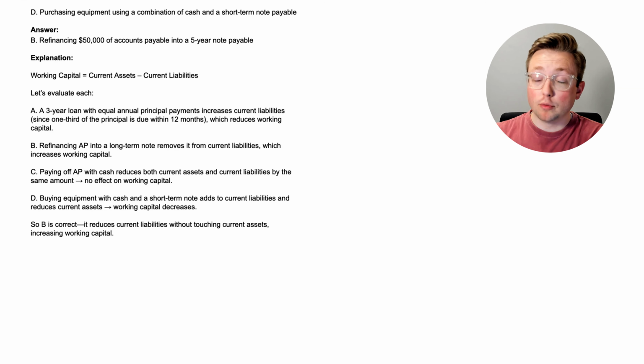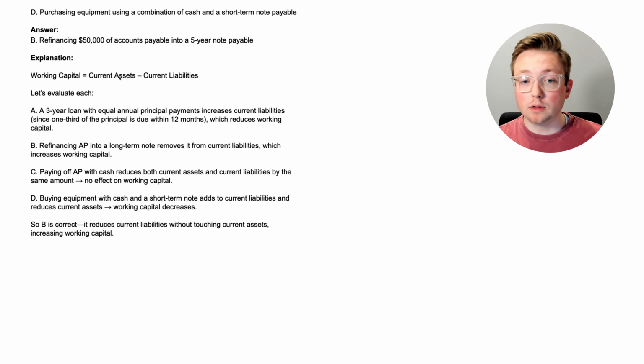In option B, that's where they refinance accounts payable, which is a current liability, into a long-term note. So that removes it from current liabilities, meaning that current liabilities goes down, meaning that working capital goes up. Because if current liabilities is smaller, then current assets will be even bigger after subtracting current liabilities, and so that makes working capital bigger.